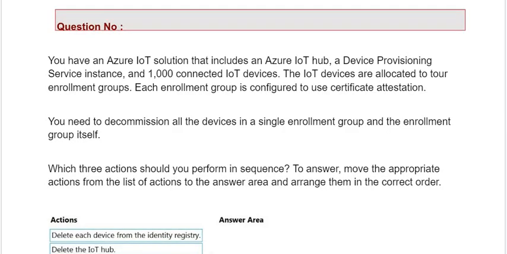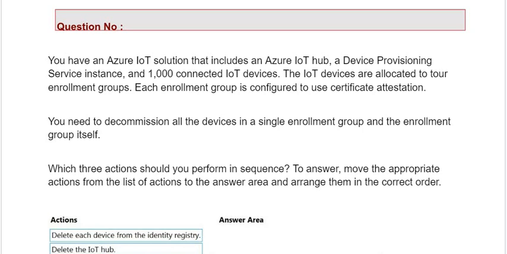Next question is, you have an Azure IoT solution that includes an Azure IoT Hub, a device provisioning service instance, and 1000 connected IoT devices. The IoT devices are allocated to two enrollment groups. Each enrollment group is configured to use certificate attestation. You need to decommission all the devices in a single enrollment group and the enrollment group itself.